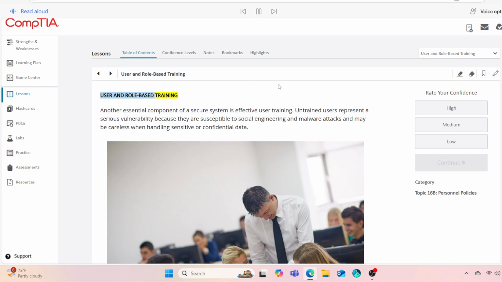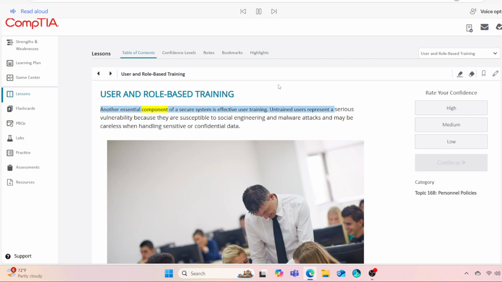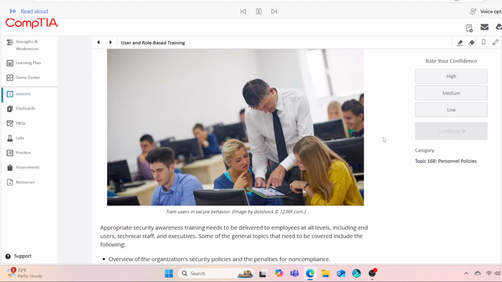User and role-based training. Another essential component of a secure system is effective user training. Untrained users represent a serious vulnerability because they are susceptible to social engineering and malware attacks and may be careless when handling sensitive or confidential data. Train users in secure behavior.